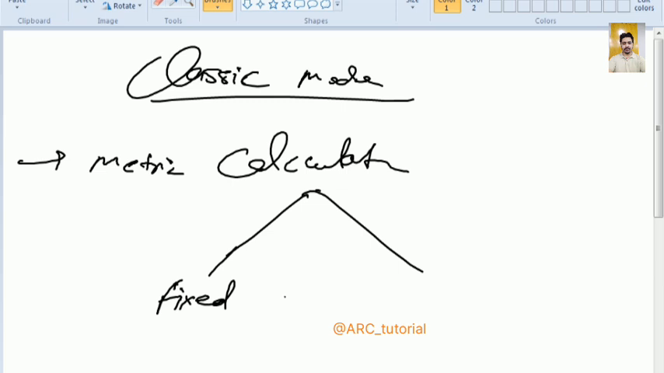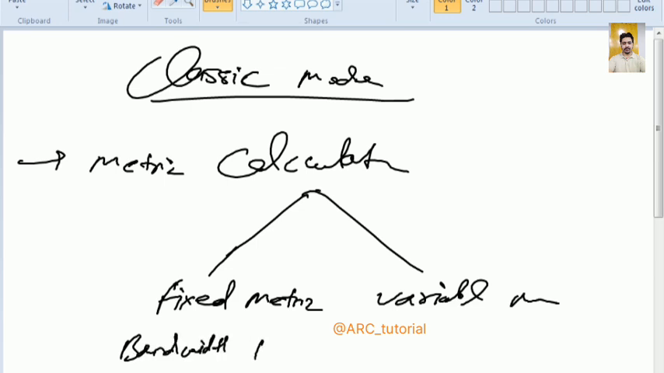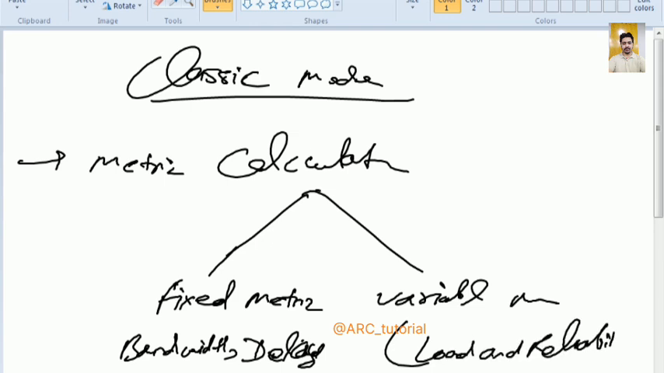Fixed attributes, fixed components, fixed metric. Second, variable metric. Under fixed metric, bandwidth and delay. And by default, it uses only fixed metric or fixed components to calculate its metric. Under variable, it will be load and reliability. Because load can get changed anytime, reliability can also get changed anytime. That is why I am calling it a variable metric or variable components.